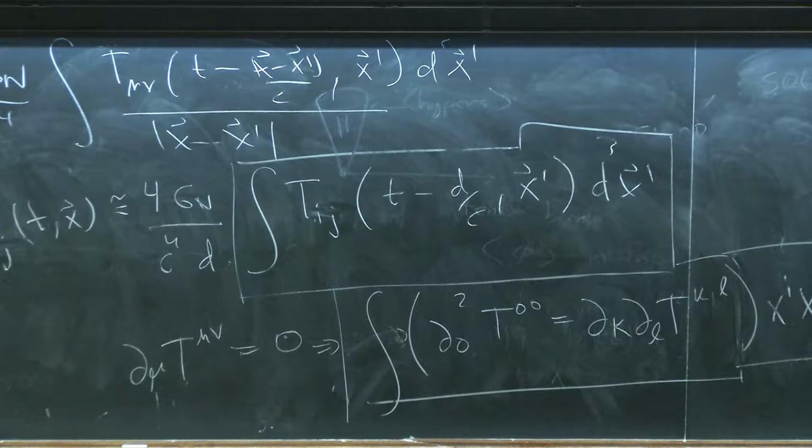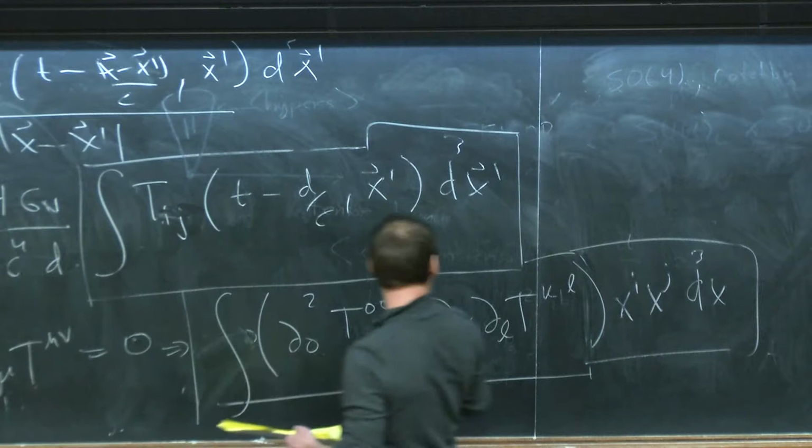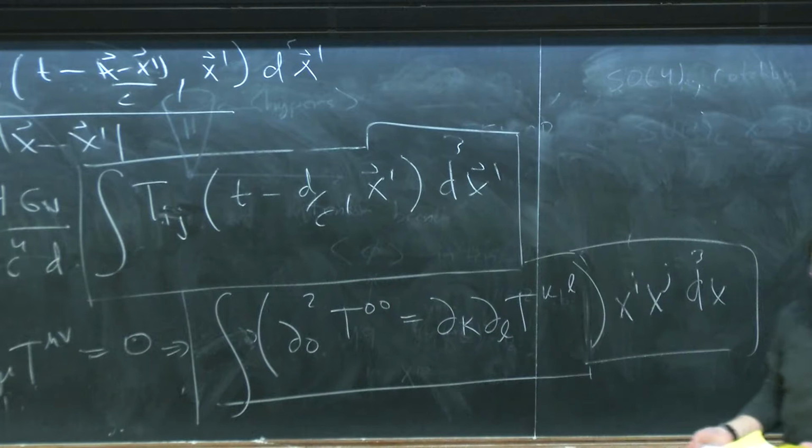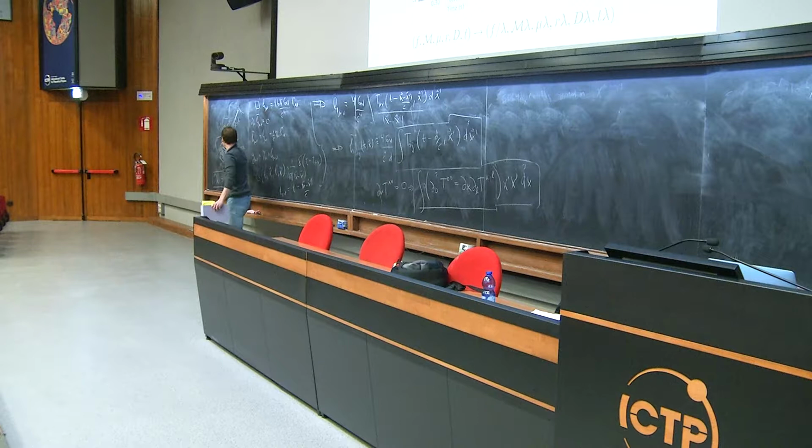One of the first lessons I learned in high school: this is not x and x prime, don't get confused. This is just a dummy integral variable. I'm going to show you how to relate this integral to moments of this guy. Even though I call it x here, x prime. Very good. So what you do here is you integrate by parts, assuming that you take this integral to infinity, and the source obviously is localized. So all the contributions from infinity are not going to show up.